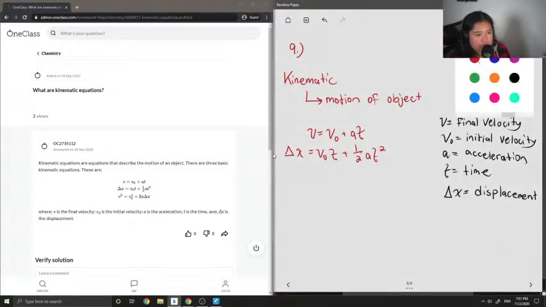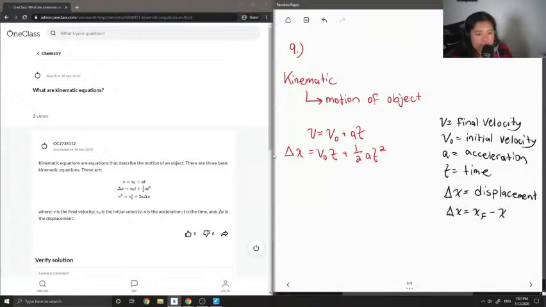So if your object, I'll just write an example of delta x. It's basically like your final position minus your initial. So sometimes questions will give you two different points and say it started at this point and ended in that one. So that's how you would calculate delta x.